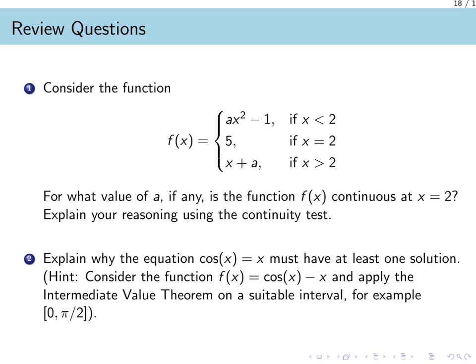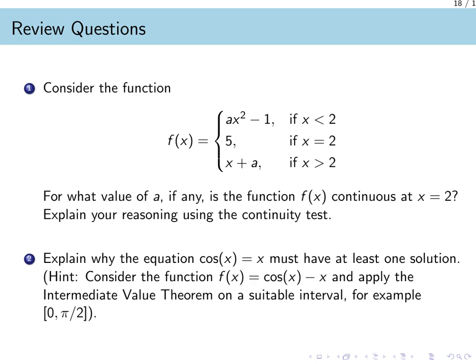To find the left-hand limit, we use the expression for x less than 2, which gives us a times 2 squared minus 1, or 4a minus 1. The right-hand limit uses the expression for x greater than 2, which is 2 plus a. Setting these equal, we get 4a minus 1 equals 2 plus a, which solves to a equals 1.